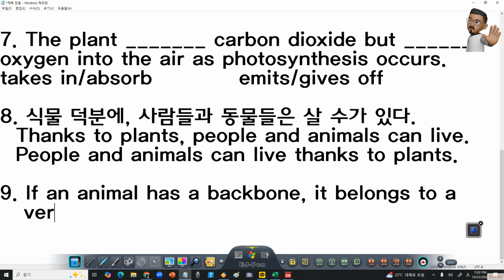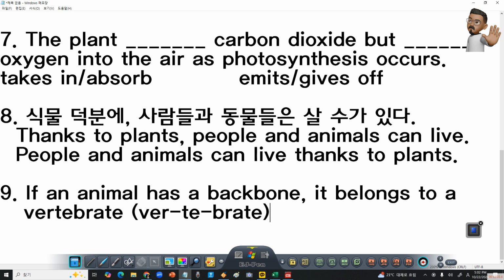Vertebrate. Vertebrate. It means 척추동물 in Korean. Okay.